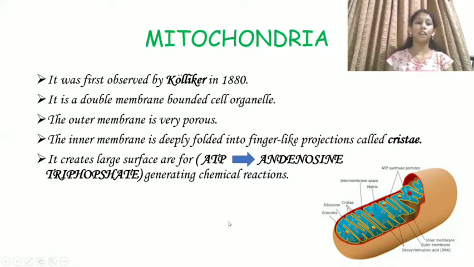It creates a large surface area for ATP, that is adenosine triphosphate, generating chemical reactions. This adenosine triphosphate is produced by mitochondria.